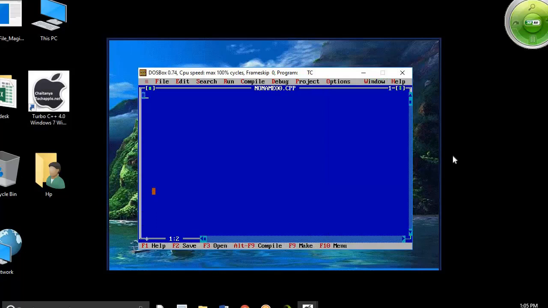Then hash include. You need to add which header file? stdio.h. Then hash include. You need to add one more header file. Which one can you tell me?